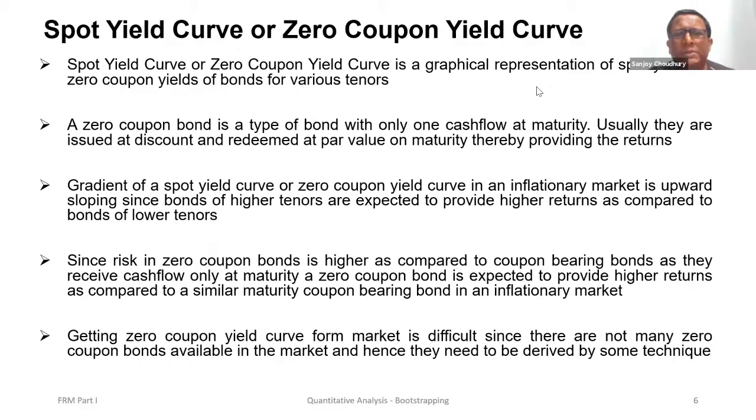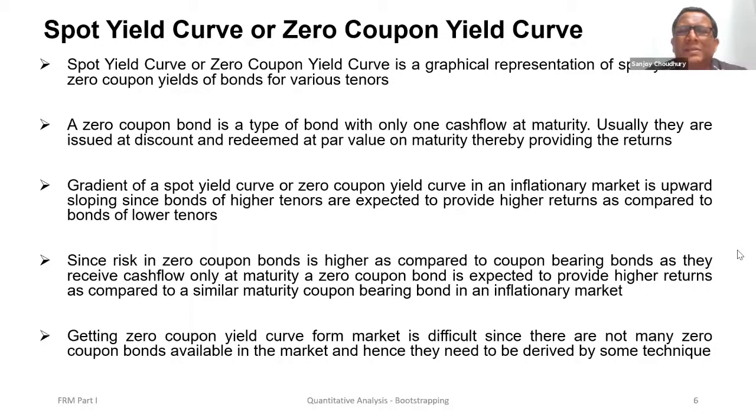The gradient of a spot yield curve or zero coupon curve in an inflation environment is upward sloping, since bonds of higher tenors are expected to provide higher returns as compared to bonds of lower tenors. In fact, the gradient of the spot yield curve in an inflation environment is still higher than the gradient of a normal yield curve. Since risk in zero coupon bonds is higher as compared to coupon-bearing bonds, as they receive the cash flows only at maturity, a zero coupon bond is expected to provide higher returns as compared to a similar maturity coupon-bearing bond in an inflationary market.